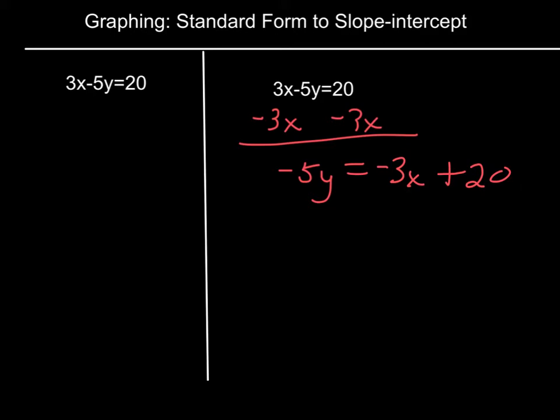Okay, and then the last step that I need to do to get y by itself, I need to get rid of that negative 5. So I'm going to divide both sides by negative 5. So I divide the left side by negative 5. And then I have to divide the entire right side by negative 5. Again, that's a critical step. Make sure you're dividing everything.